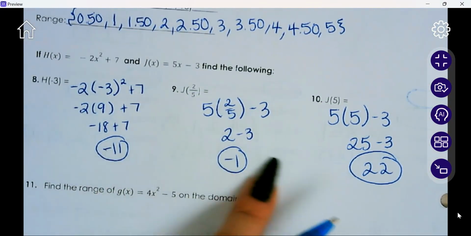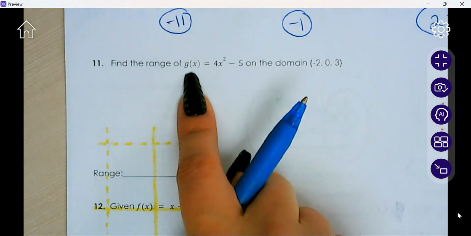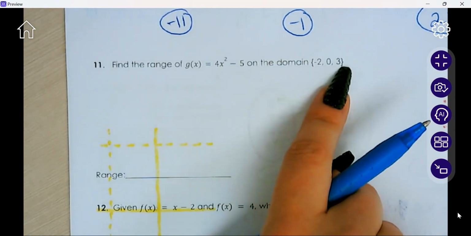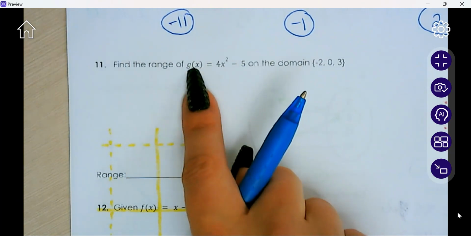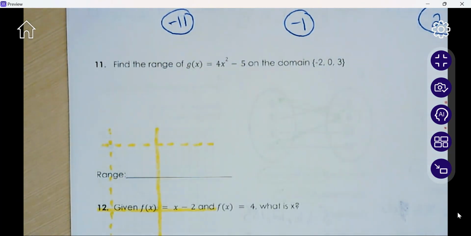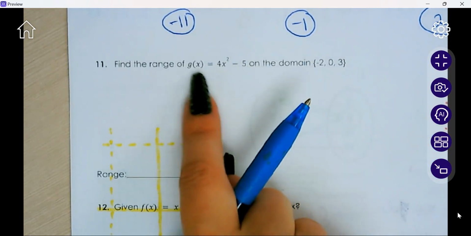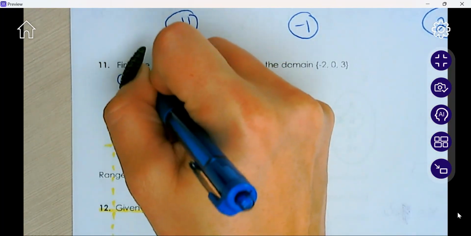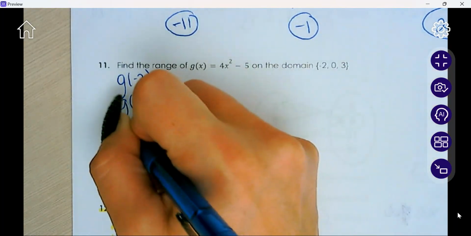Okay, so these are your function notations. All right, range of g of x. So my x values are -2, 0, and 3. Okay, so what it means to find the range values means I need to find all of the y values for these x's, which is my g of x's. So I'm going to input all of them. So I'm going to have to find g of -2, g of 0, and g of 3.